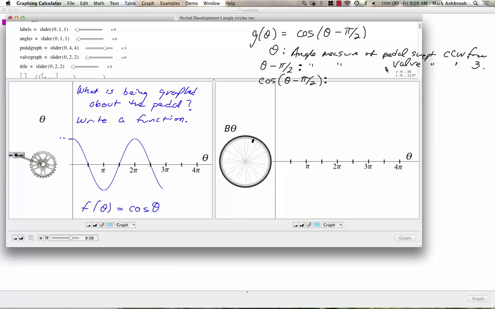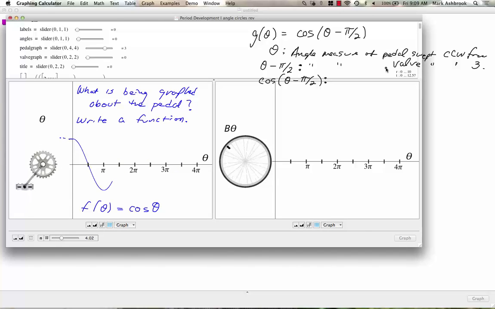Kenneth. Because the tire valve is behind the pedal. How far? Pi over 2. Right. The tire valve is behind the pedal by pi over 2. So it's lagging behind, right? All right, what about cosine of theta minus pi over 2 then? Walden. That's the horizontal distance to the right of the vertical diameter of this tire valve. Right, because it's cosine of this tire valve angle, and the cosine of the tire valve angle will give the horizontal position of the tire valve.